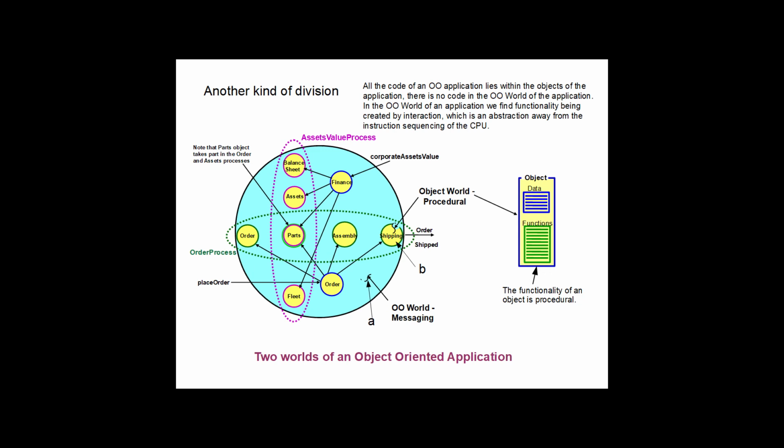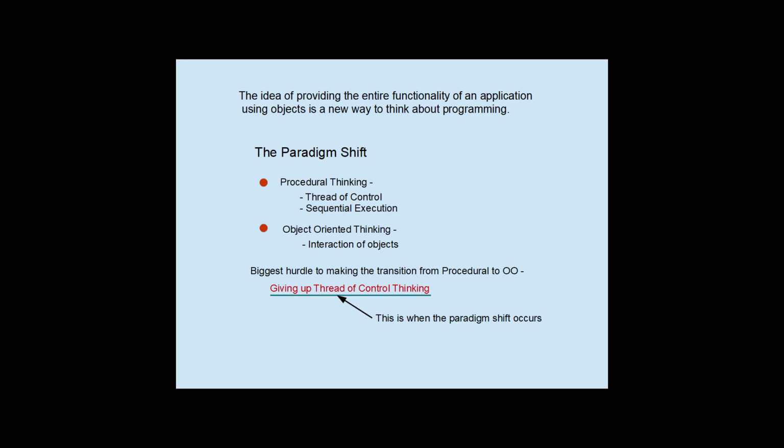That world external to all of the objects of the application, the world of interaction through messaging, the world that I have labeled the OO world, is the world of the programming abstraction we call the object-oriented paradigm. The idea of providing the entire functionality of an application using objects is a new way to think about programming. It is a paradigm shift in one's thinking. It is the shift from procedural thinking to object-oriented thinking.